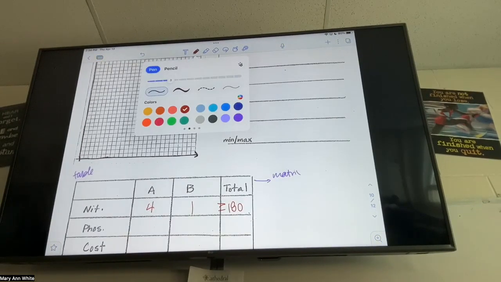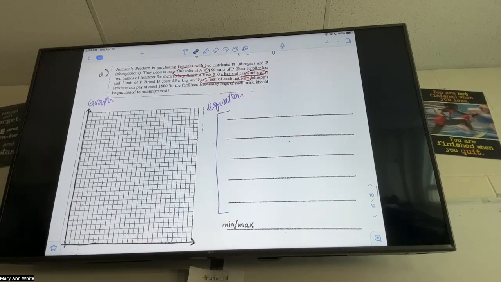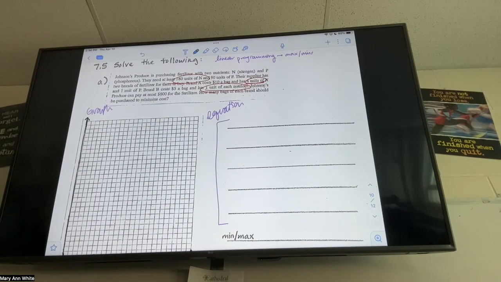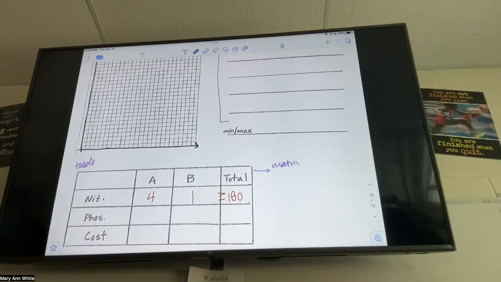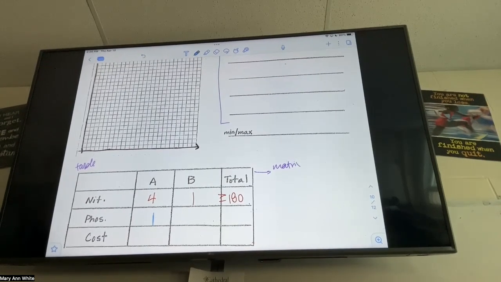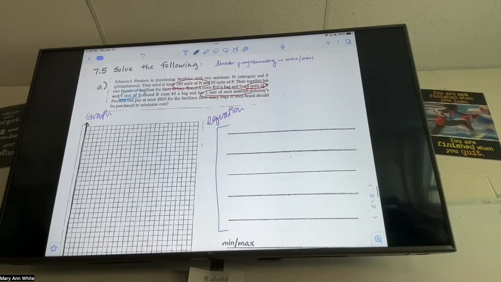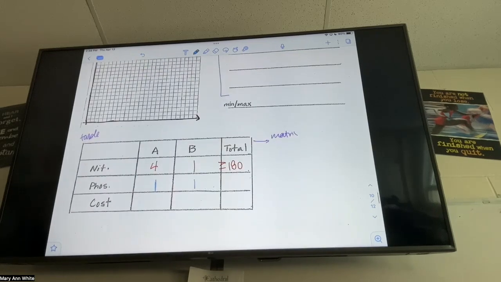Now I'm going to go down and do my phosphorus next. So I'm going to do the exact same thing. And in brand A, I have 1 unit of phosphorus. And in brand B, it said earlier that I've got 1 unit of each element. So I'm going to put a 1 for brand B as well. Going back to the beginning, in the same sentence, it tells us we need at least 180 units of nitrogen. We also need 90 units of phosphorus. So I'm going to use that greater than or equal to again, 90 of phosphorus.